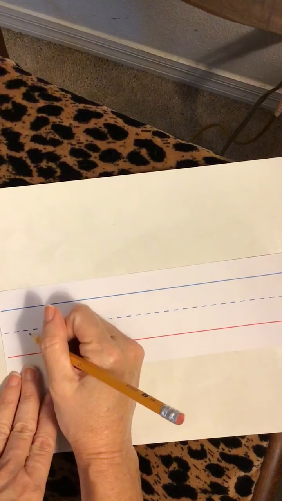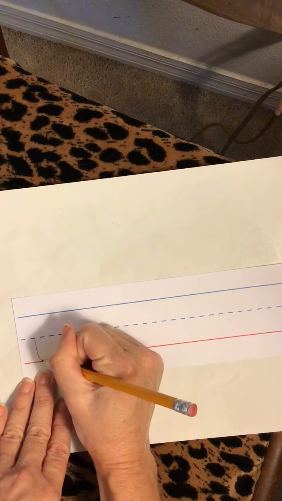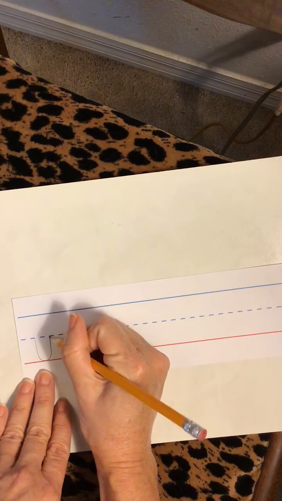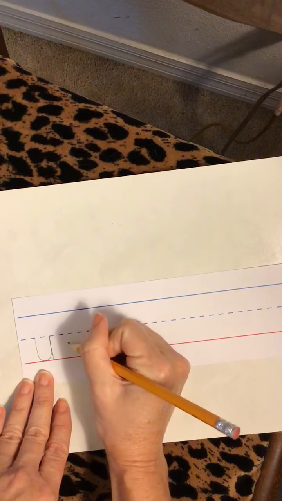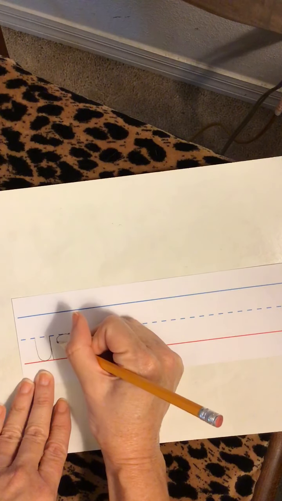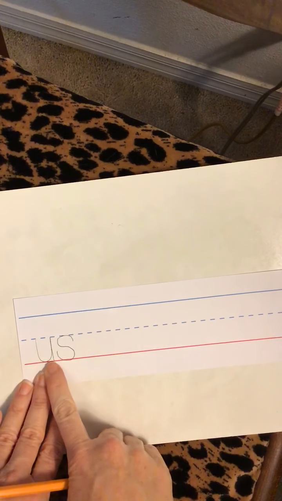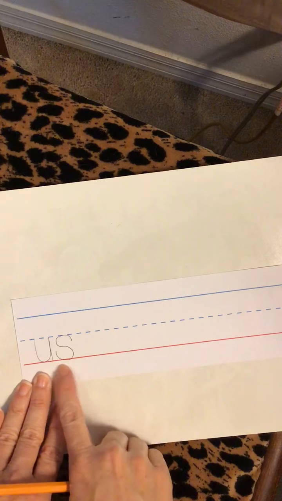The title of this unit is us. This is us. We're going to write the word us. What's the first sound you hear in the word us? Which is a U. And then the second sound is, which is an S. This word is us.